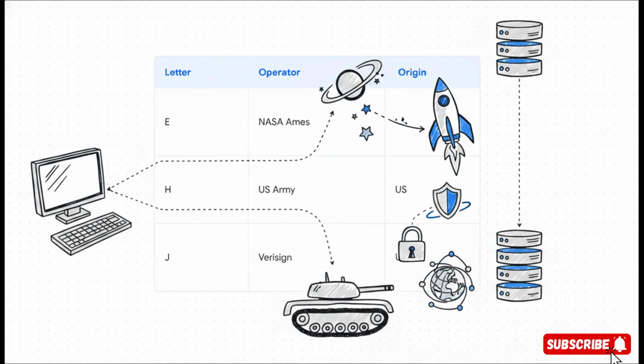Now, these 13 logical servers are vital to keeping the internet online, so they're managed by some incredibly massive, highly secure organizations. Just look at this. Server E is managed by the NASA Ames Research Center. Server H is run by the U.S. Army Research Lab, and Server J is operated by VeriSign. It's wild to realize that when you casually type in the URL, your laptop might literally be silently checking in with a server run by NASA just to figure out where to go.